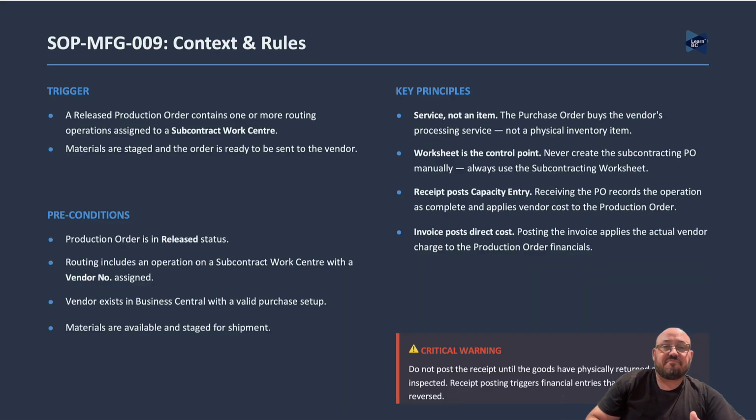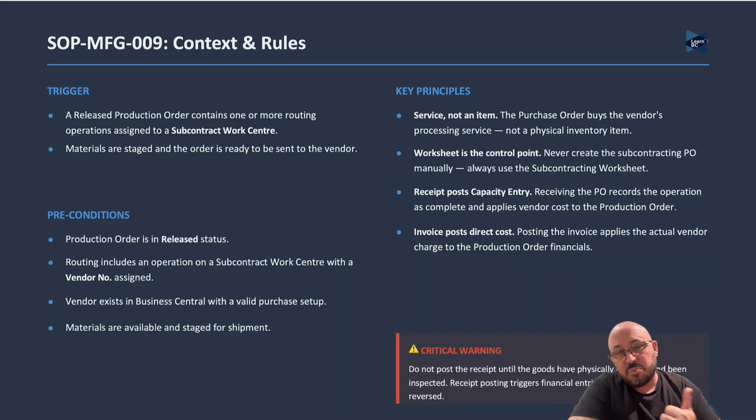The trigger for this procedure is a released production order that contains one or more routing operations assigned to a subcontract work center. In Business Central, in a work center, you can assign a vendor ID, and as soon as you do, that work center becomes the subcontract work center. That's all it is. Materials are staged, and the order is ready to be sent to the vendor.